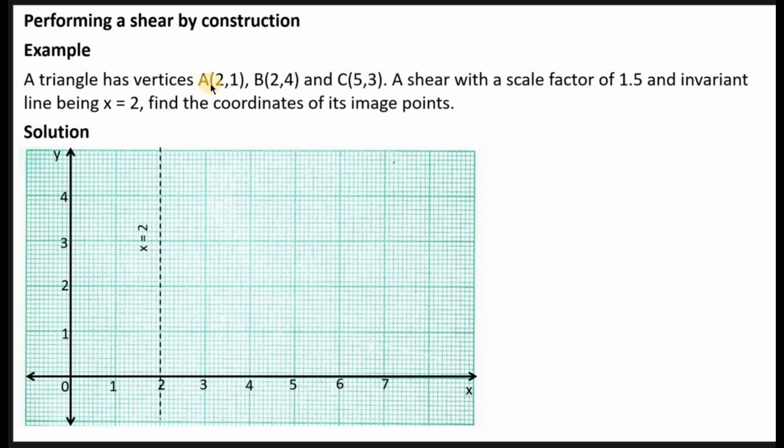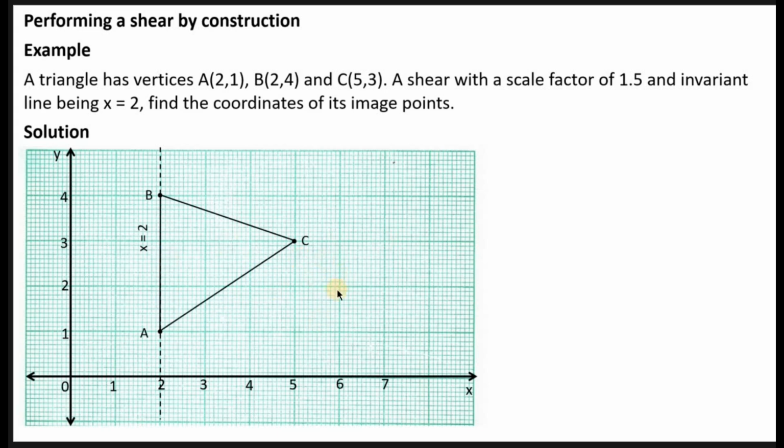We plot this coordinate A, which is (2, 1). So you are at 2, 1, this one here. So the point is here, you put this as point A. Then B, (2, 4), so you are at 2, 4 somewhere here. All right, so you put a point there, B. Then C, you have (5, 3). So 5 is here, 3 is here. You put a point there, you label it, then you draw a straight line joining these points using a ruler, like that, like that, like that.